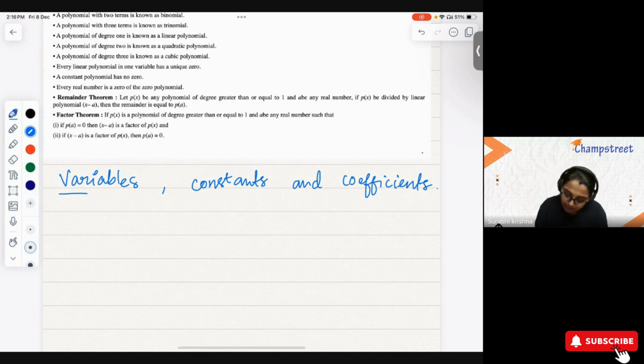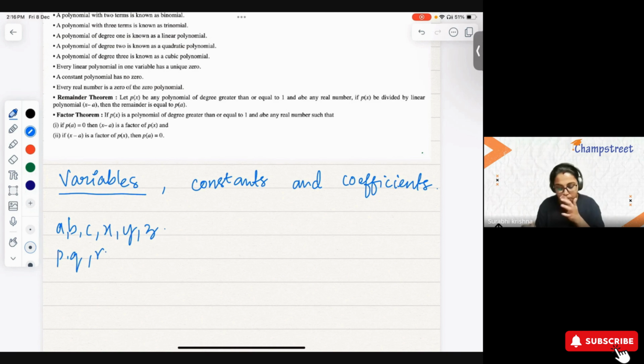So, what are variables? Variables are the alphabets which we use to represent the unknown values. It could be A, B, C, X, Y, Z, any alphabet, P, Q, R. Commonly used variables will be like X, Y, Z, A, B, C. So these are the commonly used variables.